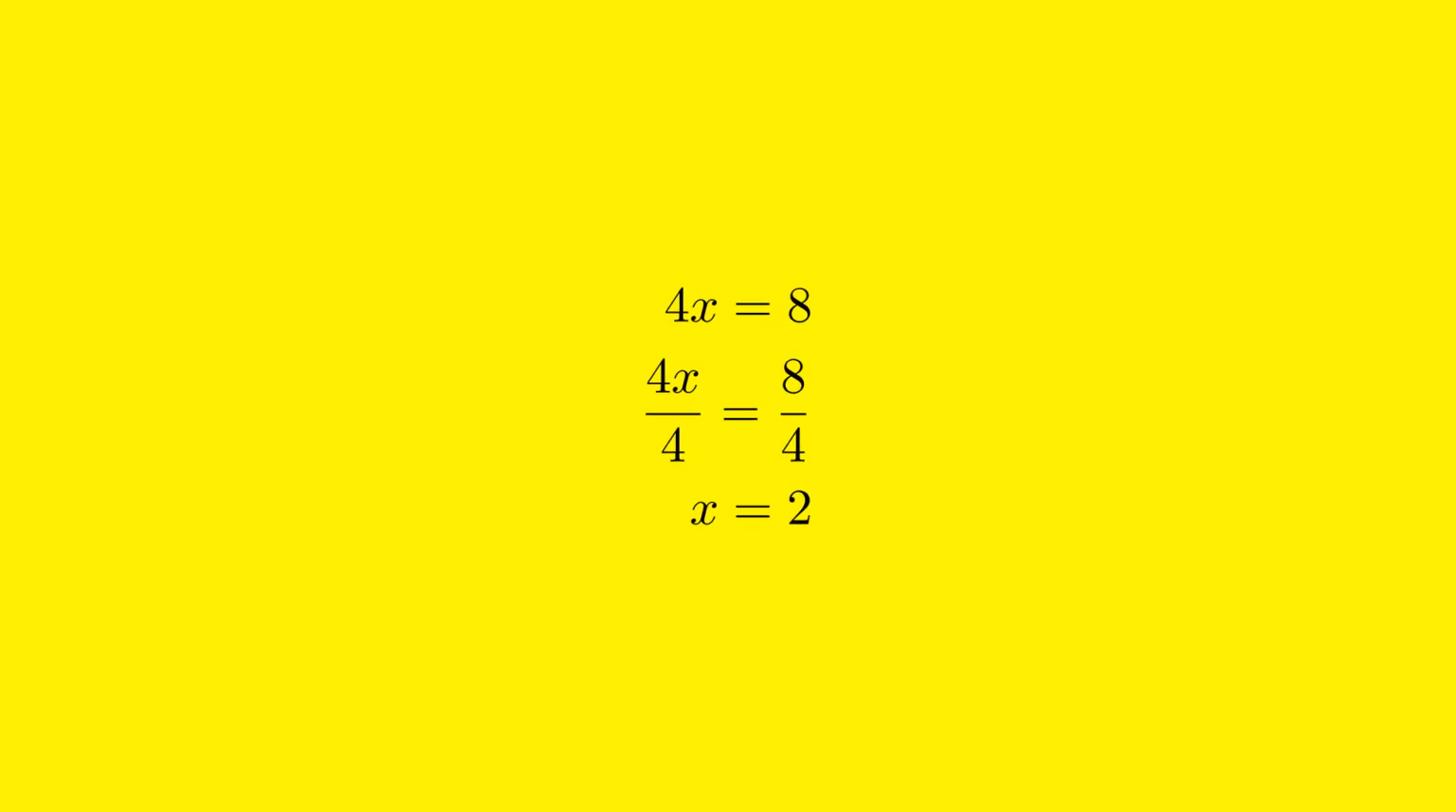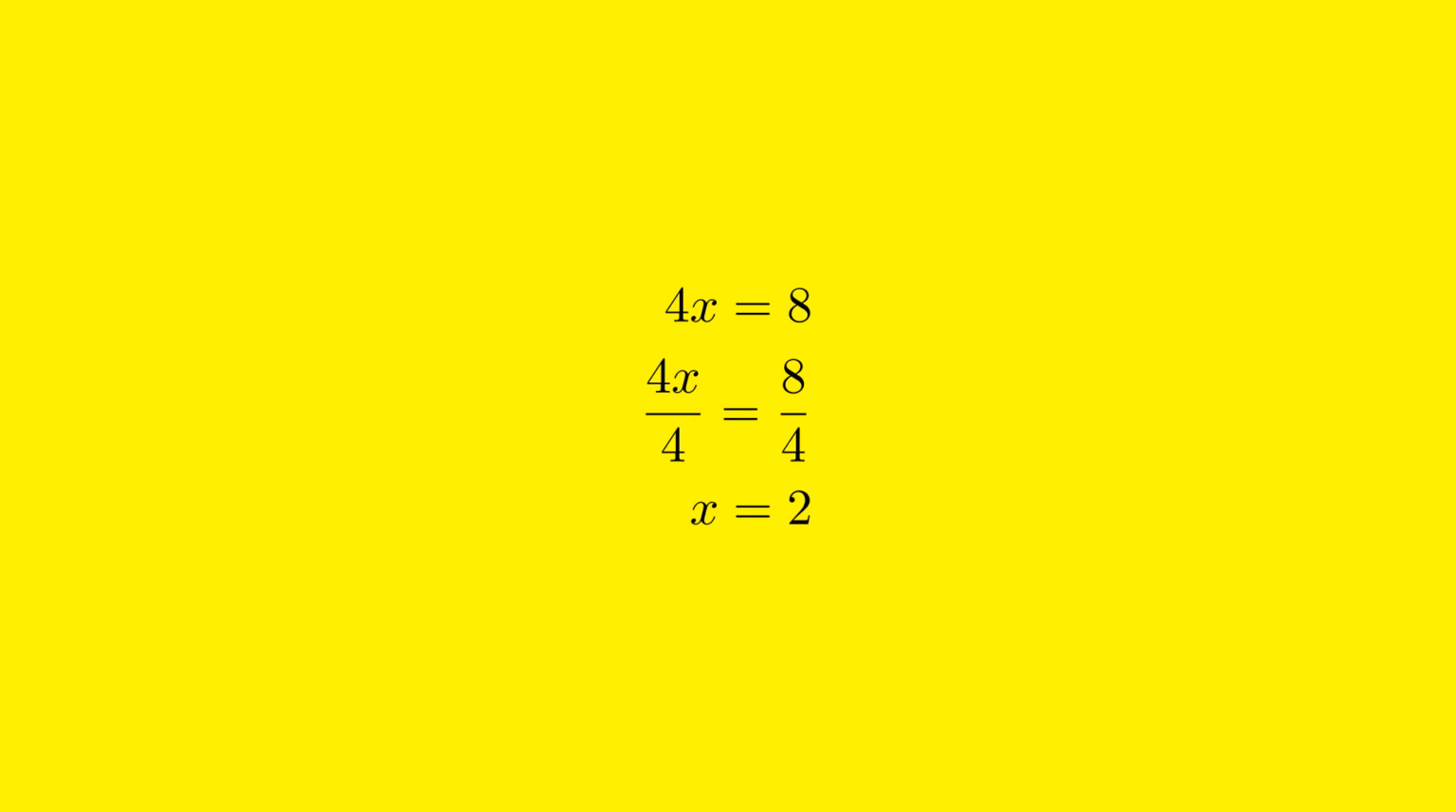Next, we need to solve for the variable x by isolating it completely on one side of the equation. The simplified equation from our previous step is 4 times x equals 8. To isolate x, we need to remove the 4 that is multiplied by x. We do this by performing the inverse operation of multiplication, which is division. According to the principle of equality, whatever operation we perform on one side of the equation, we must also perform on the other side to maintain the balance. So we will divide both sides of the equation by 4.